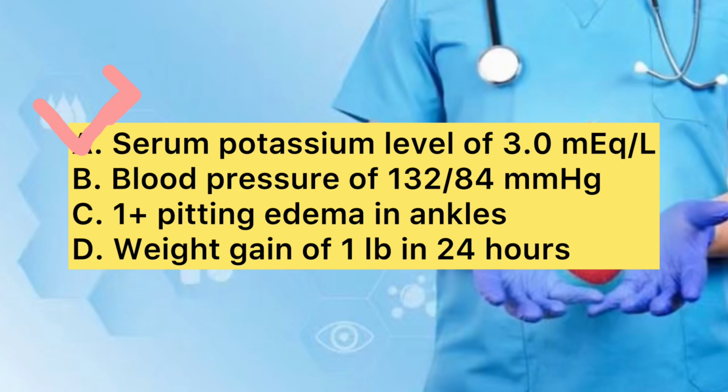A serum potassium level of 3.0 milliequivalents per liter means the patient has hypokalemia, which can lead to increased risk for arrhythmia. When we give furosemide, a loop diuretic, it loses everything so fast, so it can lead to hypokalemia. Normal potassium level is 3.5 to 5. The patient already has 3, and going lower can lead to cardiac arrhythmia. So hold the furosemide and report to the healthcare provider is the correct answer.